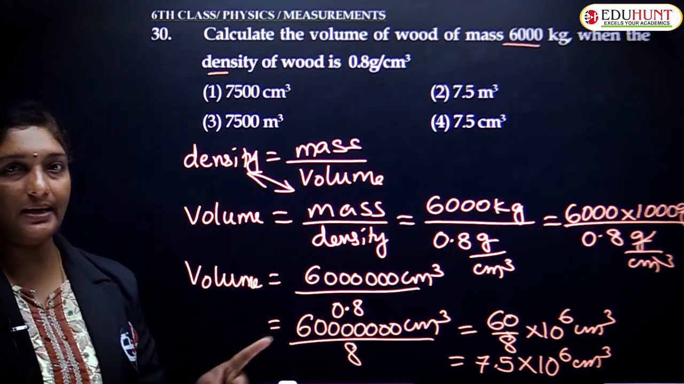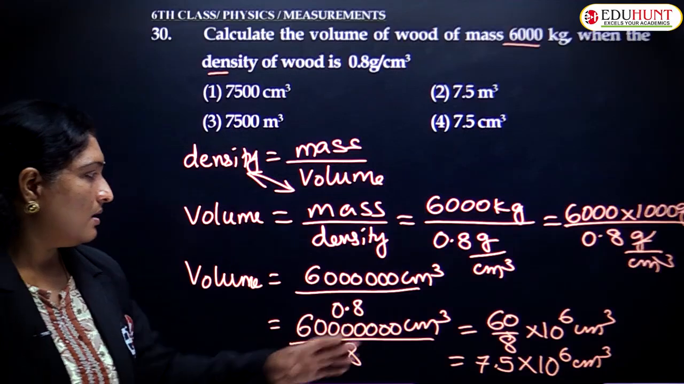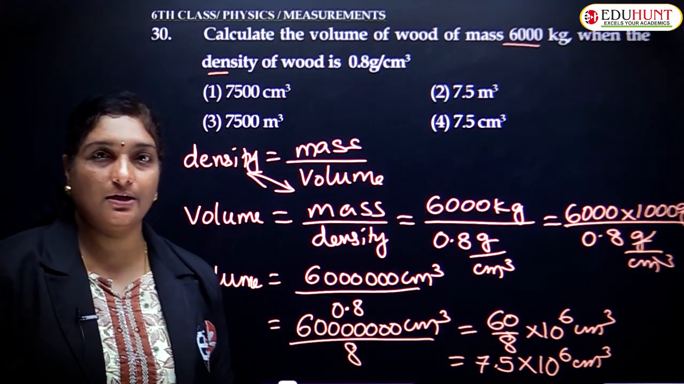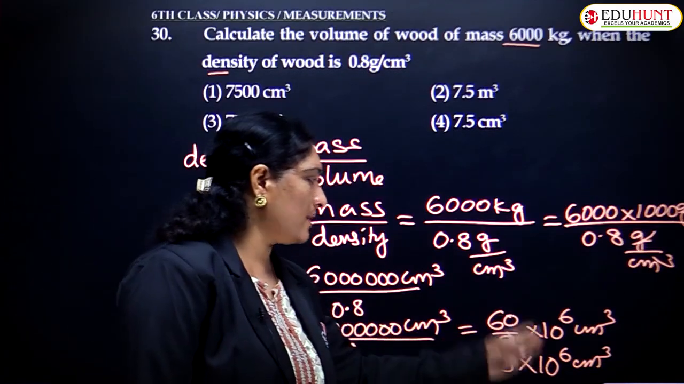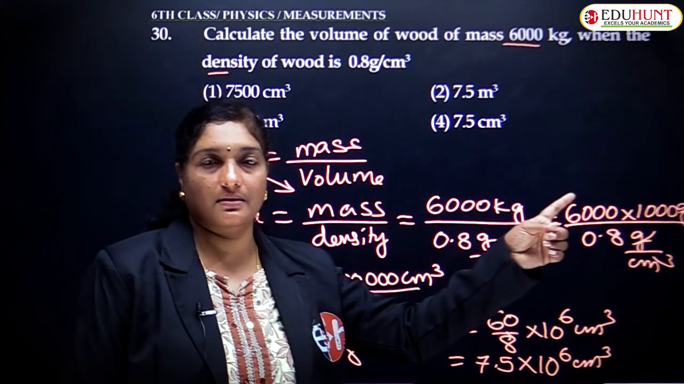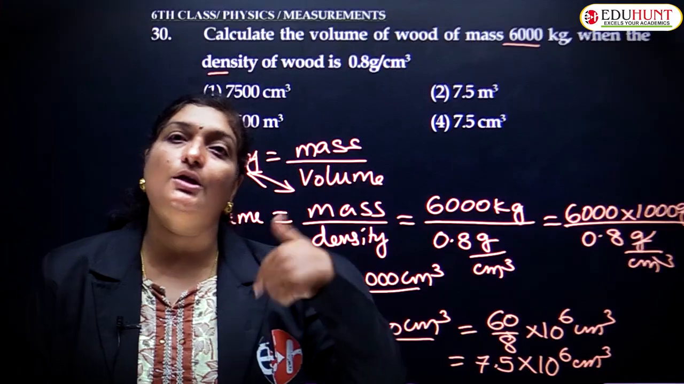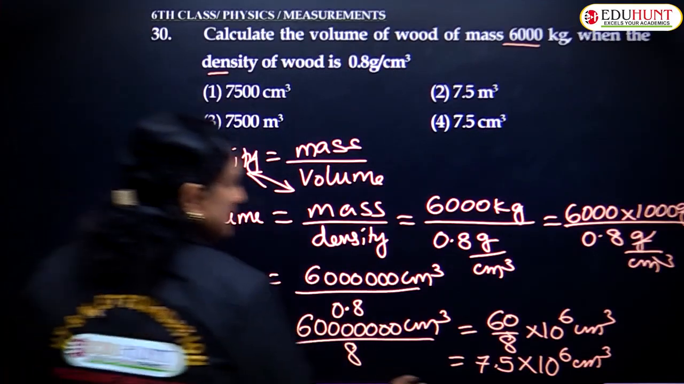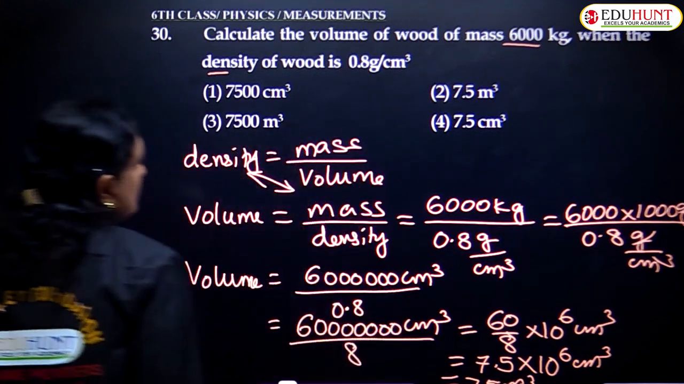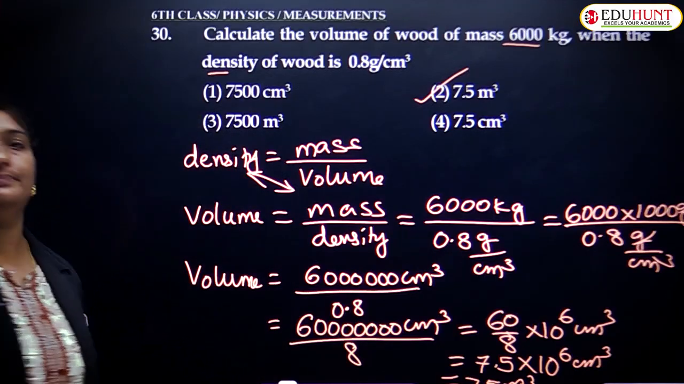Children, 1 meter is 100 centimeters. So, 10 power 6 centimeter cube is equal to 1 meter cube, because here you have 6 zeros, 100, 100, 100. Every 100 centimeters will be 1 meter. So, these many centimeter cube will be 1 meter cube. Hence, this can also be written as 7.5 meter cube. Look at the option 7.5 meter cube. Here goes your answer.